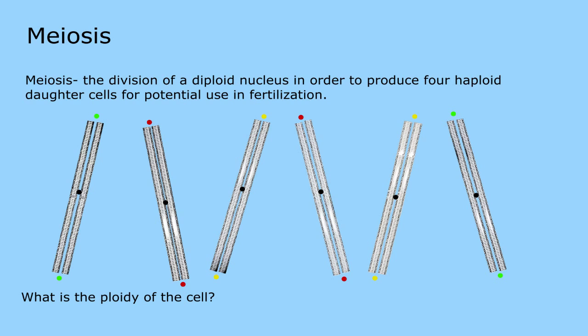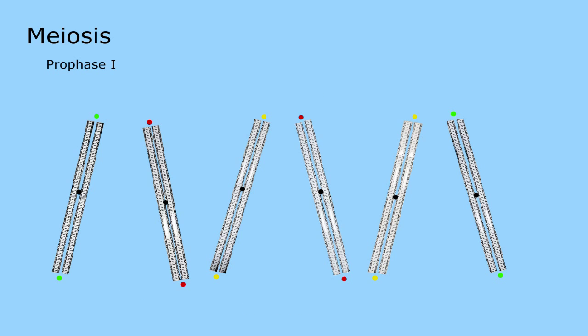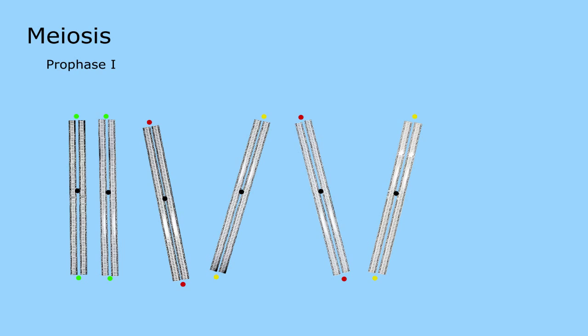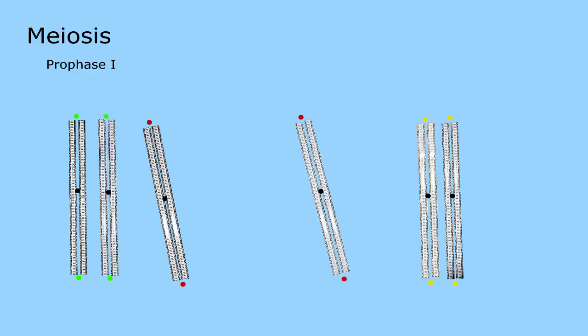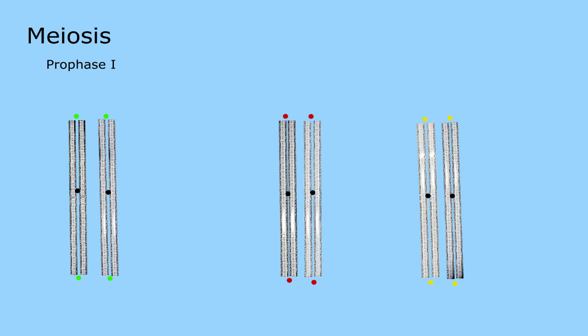What's the ploidy of the cell? Well, both the value of n and the number of chromosomes haven't changed. Therefore, the cell remains diploid. In prophase 1, homologous chromosomes pair together. This is done by comparing the chromosome's DNA sequence until a matching pair is found. The sequences are compared through the process of crossing over, which involves the comparison and exchange of corresponding segments between 2 homologous chromosomes.